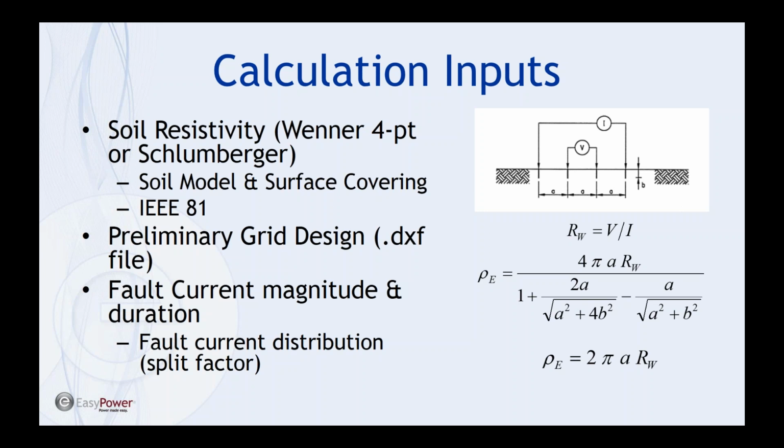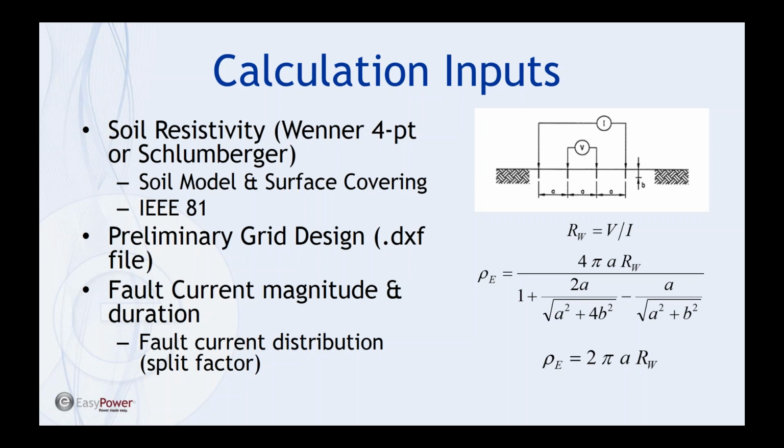The most important input, arguably, would be the soil model, and this is because it's kind of the basis for the whole design. You can have exactly the same grid design and exactly the same fault current, but your soil model is going to determine whether or not that grid design is safe with that fault current. And the soil model can vary so much that it's really important to have a specific soil model for each site.